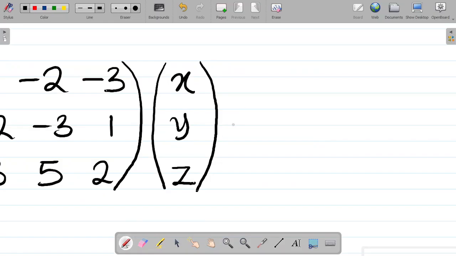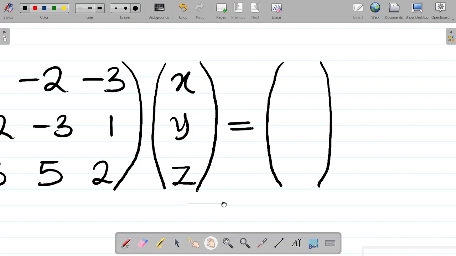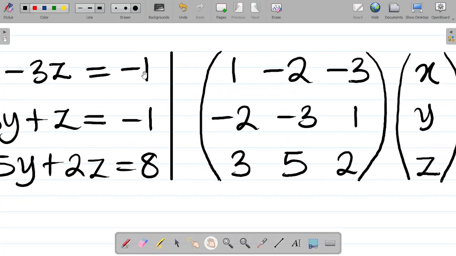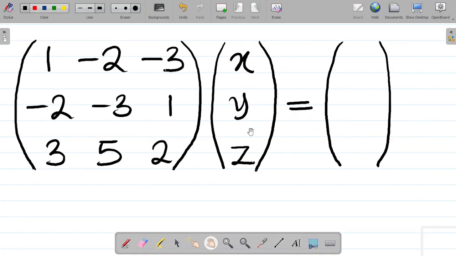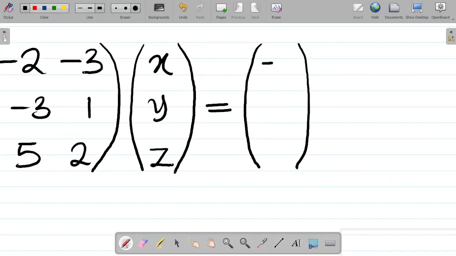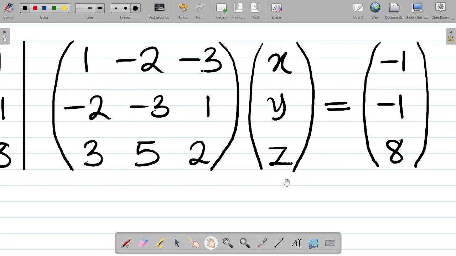This would now be equal to the last matrix you have to form, called the answer matrix. All your answers, list them in a particular bracket. Here I have minus 1, minus 1, and 8. So I would put this as minus 1, minus 1, and then 8. With this, we have now formed our first bracket.